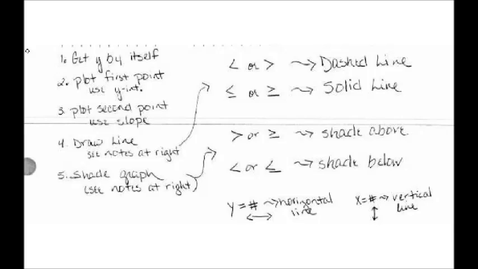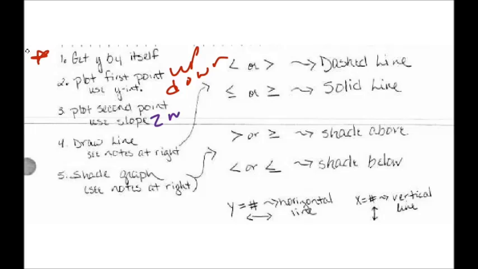This is for Algebra 1. It is graphing inequalities. When you're graphing inequalities, the first step is to get y by itself. You're going to plot your first point using your y-intercept. Remember, this is either an up or down move. You'll plot your second point using the slope.